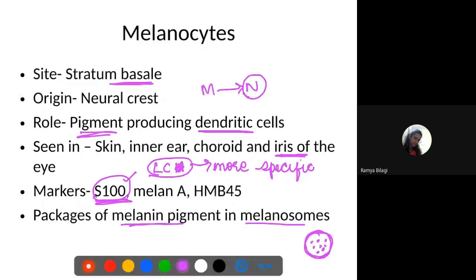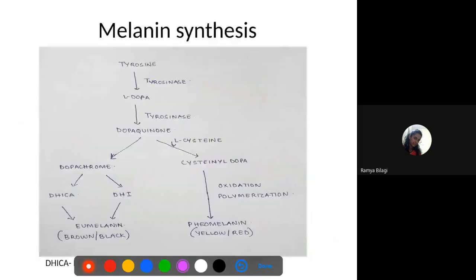So let's know about melanin synthesis. The initial molecule by which the melanin synthesis starts is tyrosine. Tyrosinase is the major enzyme, the rate-limiting enzyme. First tyrosine gets converted into L-dopa, dopa to dopaquinone. There can be spontaneous oxidation of dopaquinone to dopachrome. In presence of L-cysteine, there will be cysteinyl dopa.